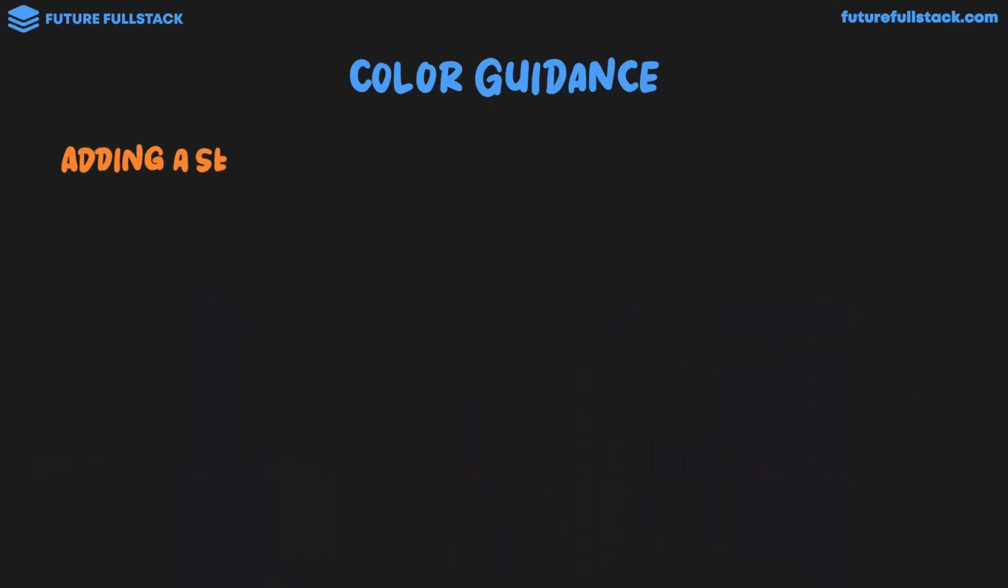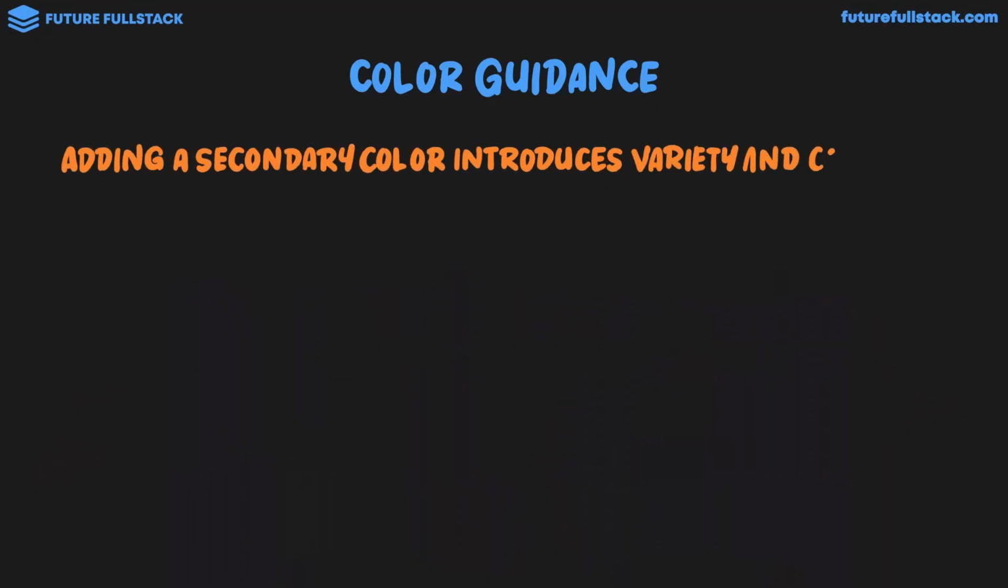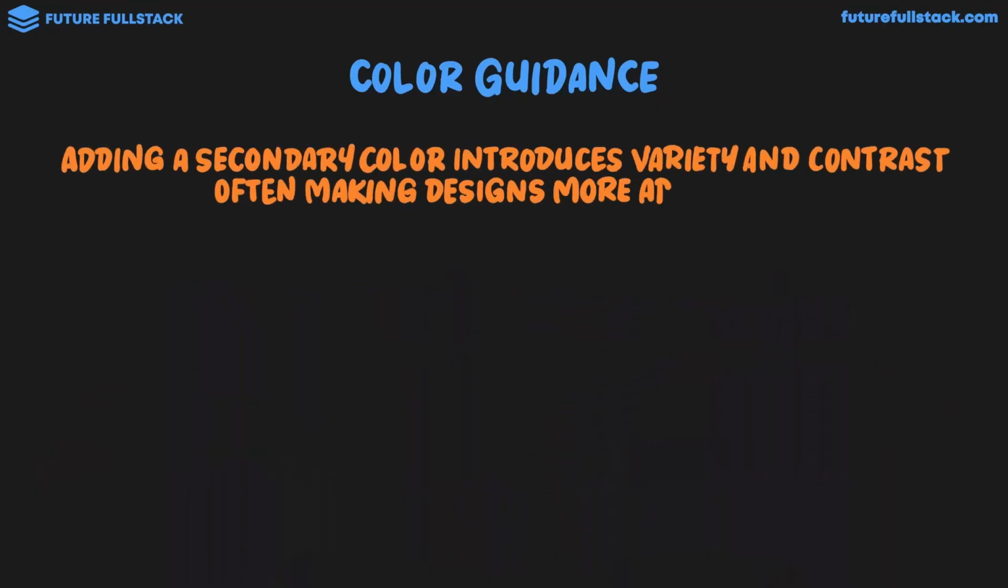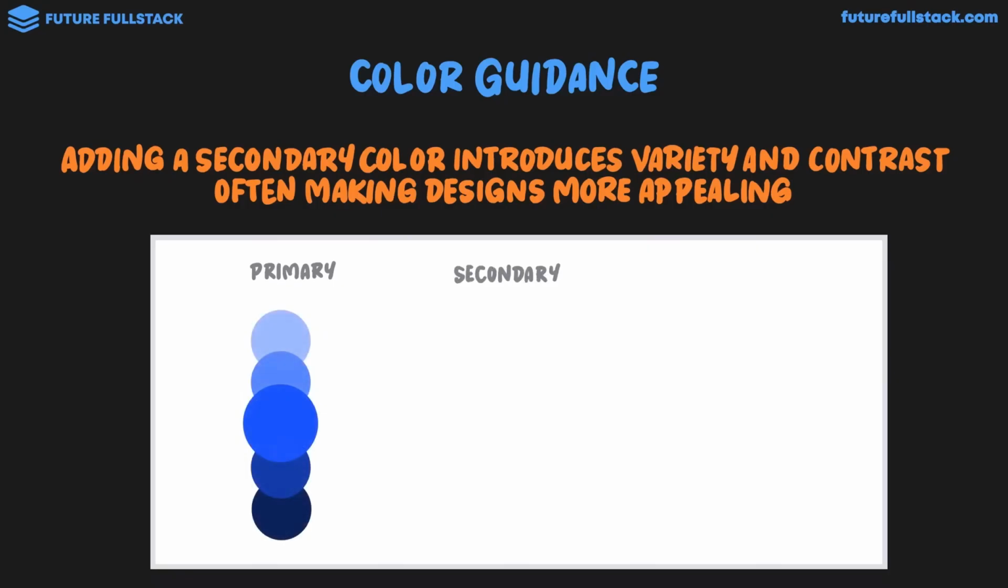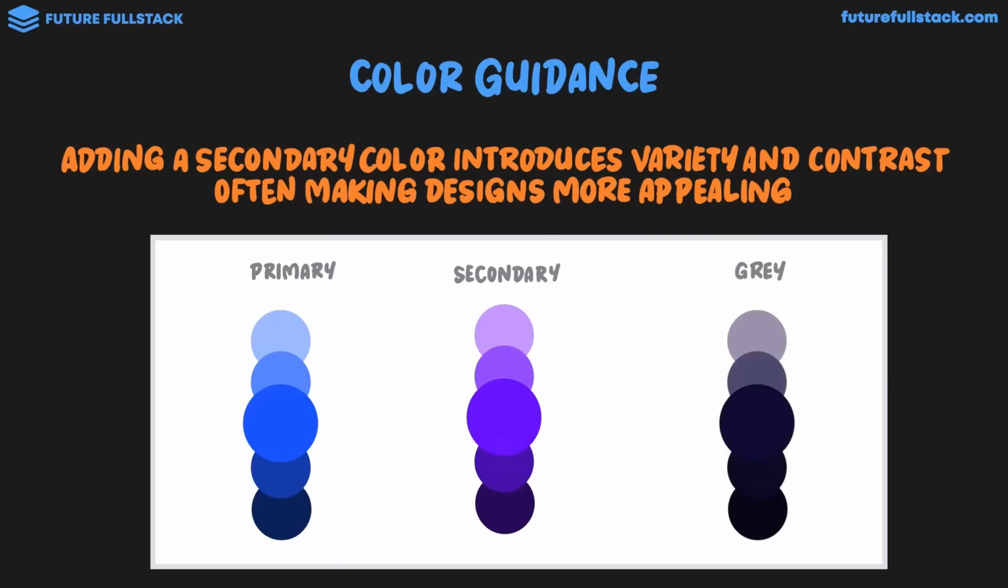Now, adding a secondary color introduces variety and contrast, often making designs more appealing. Let's go set up a new color palette. For our primary color, we're going to use this blue base color with respective tints and shades. I'm going to add a secondary color of this purple with respective tints and shades. And for the gray color, I'm going to use a more traditional gray with its respective tints and shades. Let's check this color palette out in action.